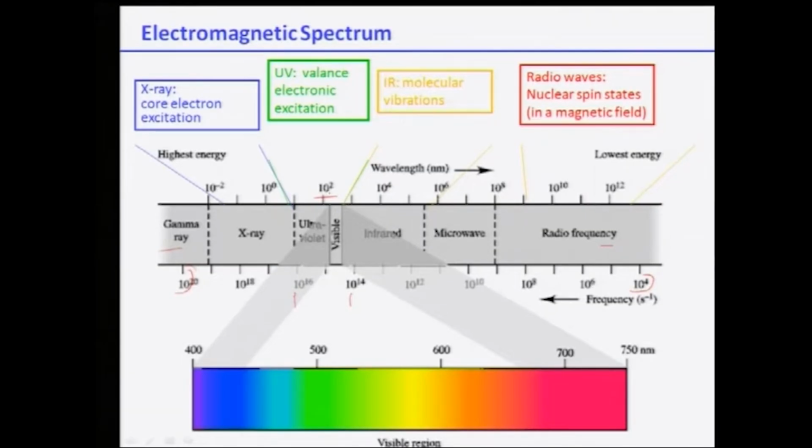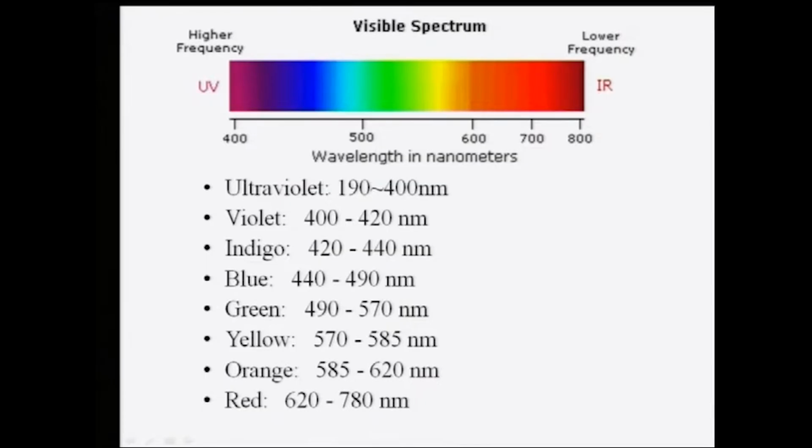Now, as I showed you, I will show you the visible spectrum in a detailed manner. Ultraviolet falls in the 190 to 400 nanometers, violet is 400 to 420, indigo is 420 to 440, and red is very high wavelengths, 620 to 770 nanometers. So that means red will have the smallest frequency from ultraviolet to red.